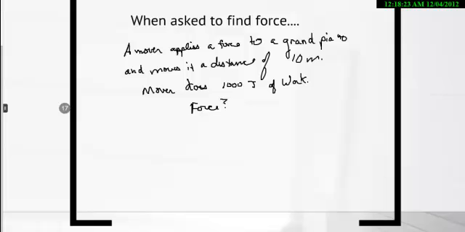Same equation. Work equals force times distance. 1,000 joules equals the force times a distance of 10. Divide both sides by 10. Force would equal 100 newtons.